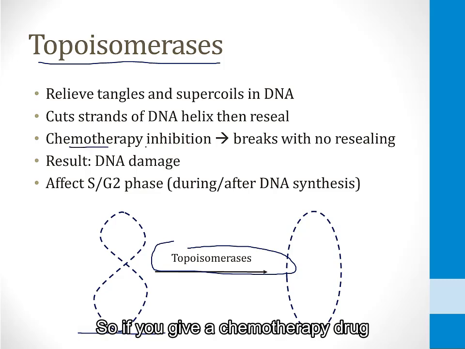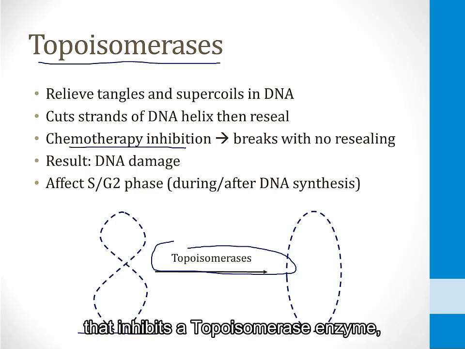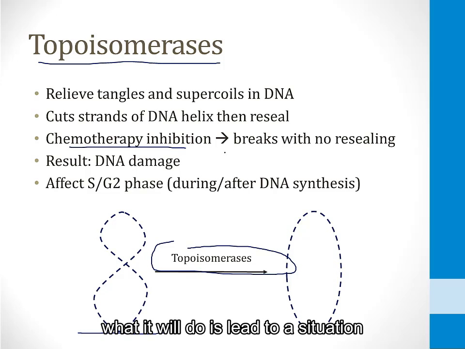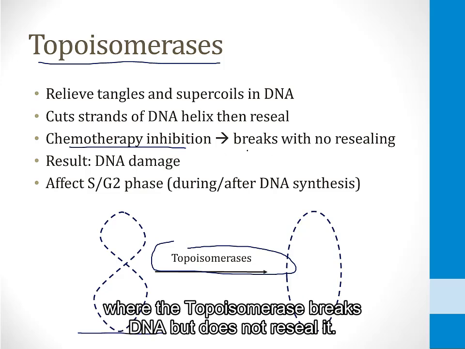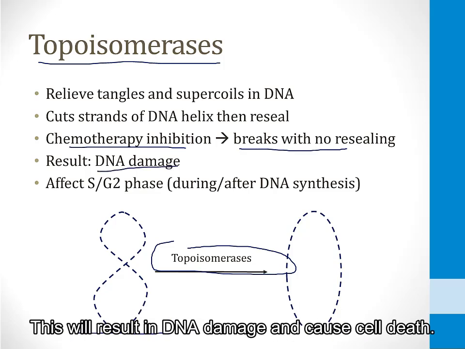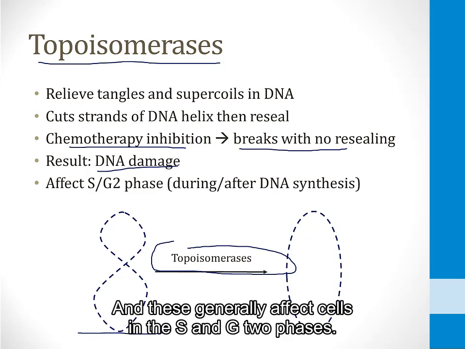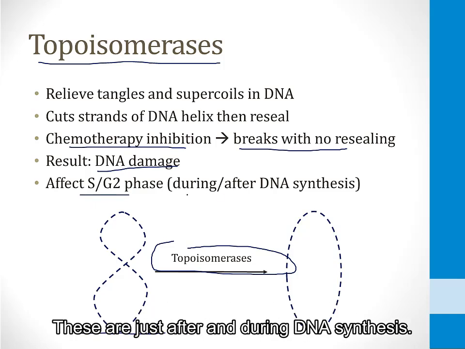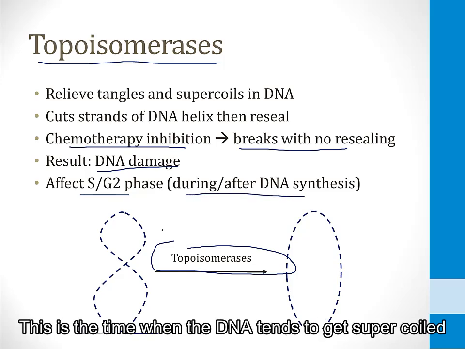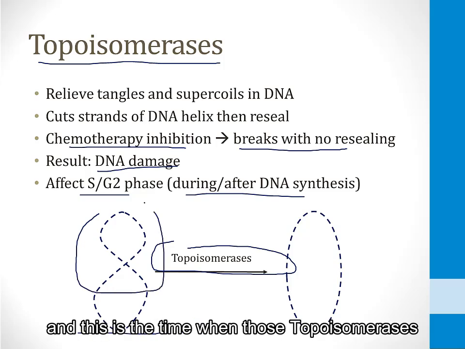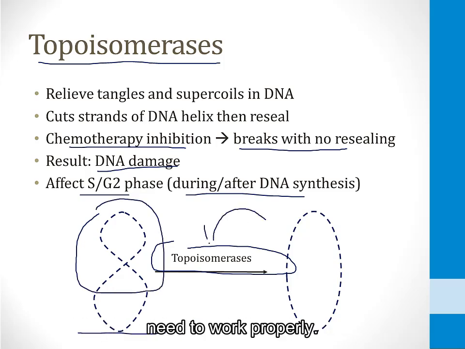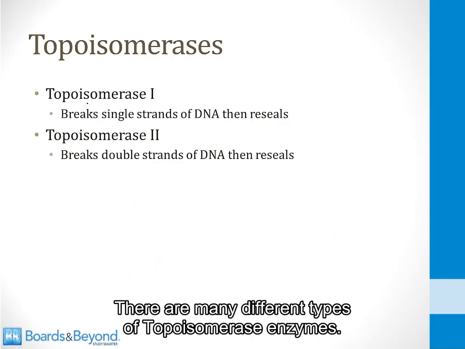So if you give a chemotherapy drug that inhibits a topoisomerase enzyme, what it will do is lead to a situation where the topoisomerase breaks DNA but does not reseal it. This will result in DNA damage and cause cell death, and these generally affect cells in the S and G2 phases. These are just after and during DNA synthesis. This is the time when the DNA tends to get supercoiled, and this is the time when those topoisomerases need to work properly.